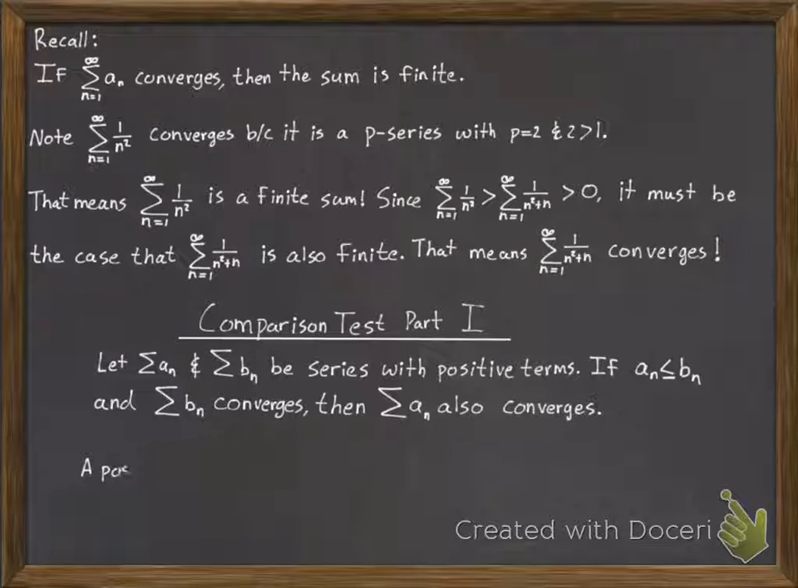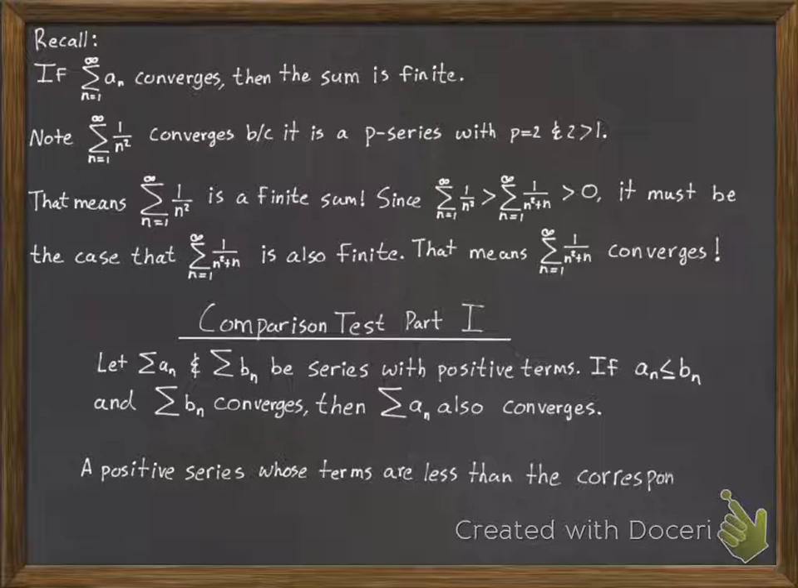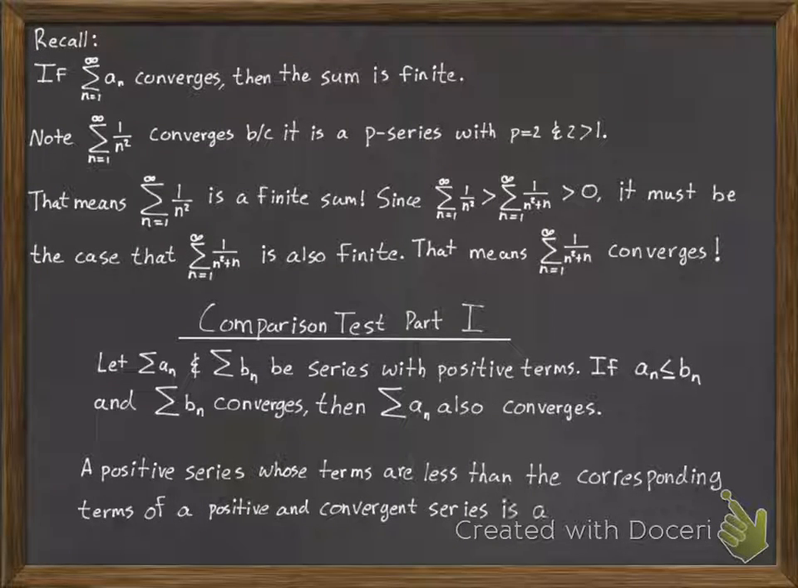If you want to say this in words, you could say that a positive series whose terms are less than the corresponding terms of a positive and convergent series is also convergent. Okay, that's kind of a mouthful. I like to think of it as a series that's less than a convergent series is also convergent. Okay? Or you can just say less than convergent means convergent.